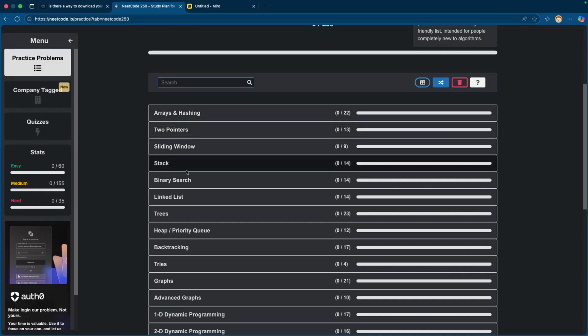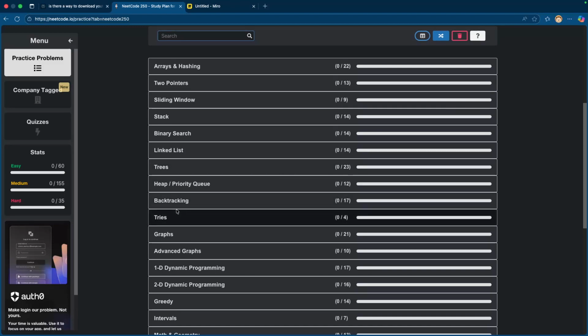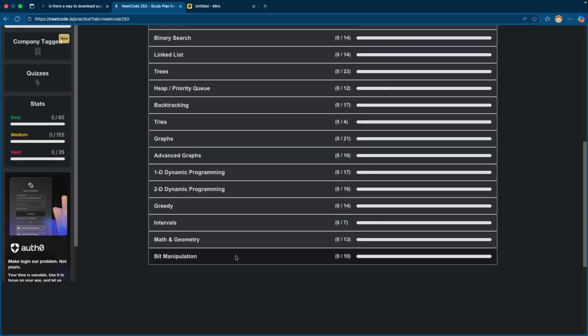We're going to start with arrays and hashing, two pointers, sliding window, stack, binary search, linked list, trees, heap and priority queue, backtracking, tries, graphs, advanced graphs, 1D dynamic programming, 2D dynamic programming, greedy, intervals, math and geometry, and bit manipulation.